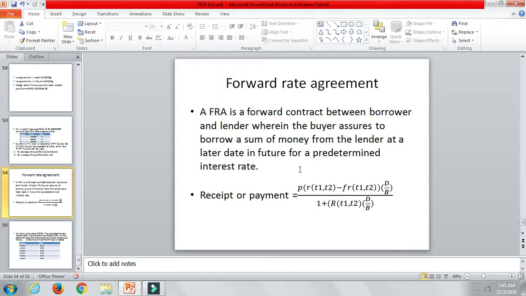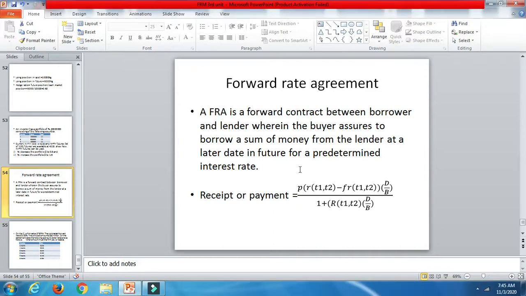So a borrower will assure that he'll borrow a sum of money from the lender at a later date in future for a predetermined interest rate. Here the borrower will be wishing to borrow at a lower rate of interest. Either it should be a long position, that is to buy an interest rate, and if this rate changes and increases in the future, then the long, that is the buyer, will be at a profit. Similarly, if the buyer borrows at a fixed interest rate and in future the interest rates go high, then there will be a loss for the buyer, right?